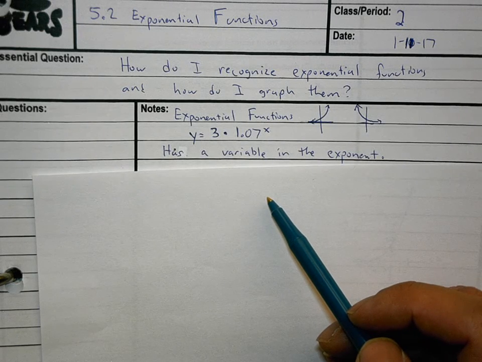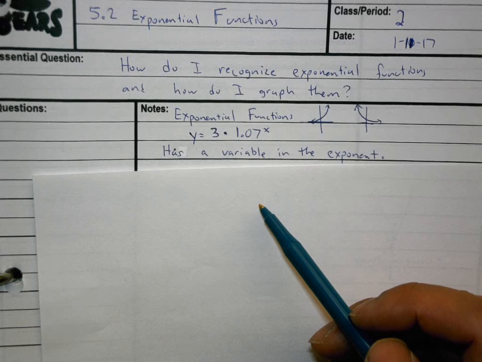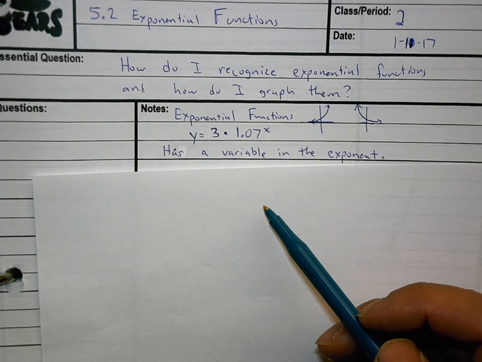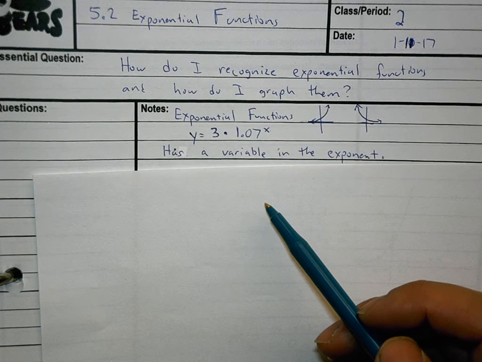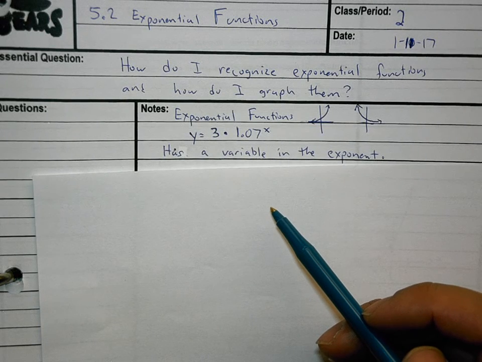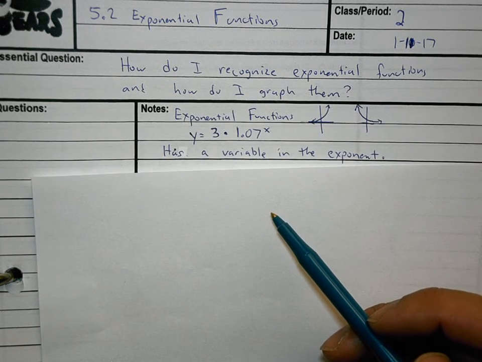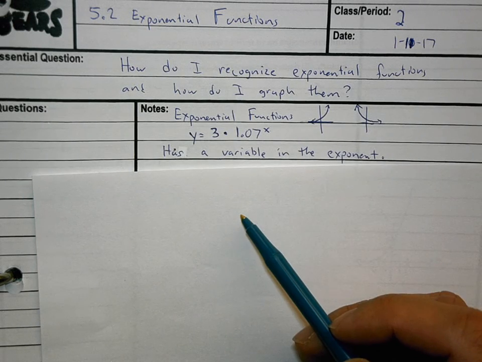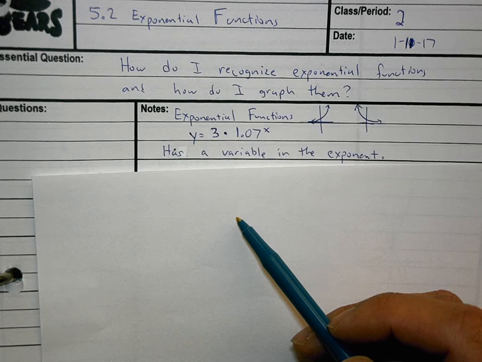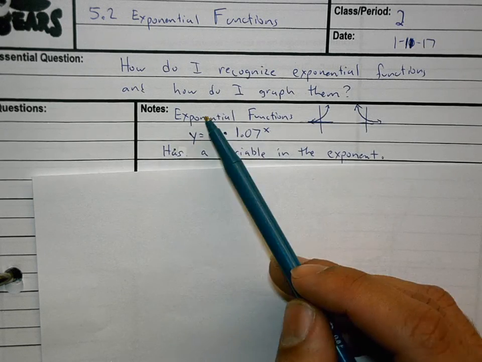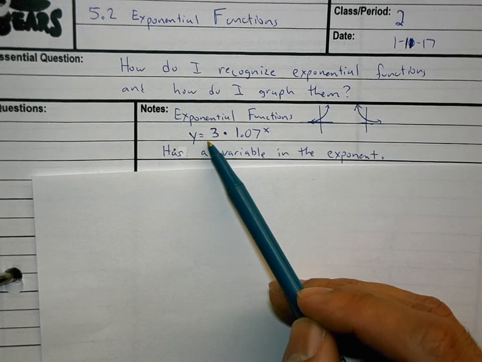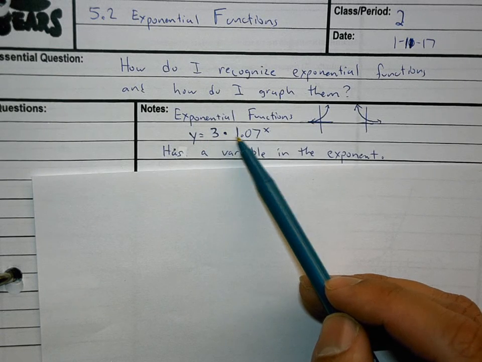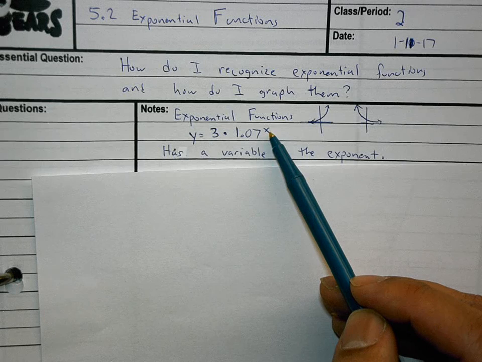Both of these were exponential functions. In this unit, we're working entirely on exponential functions. That's why section 1 was on exponents, negative exponents, and exponents of 0. Here's an example of an exponential function, here's the graph of an example, and here's an equation of an example: y equals 3 times 1.07 to the x power.